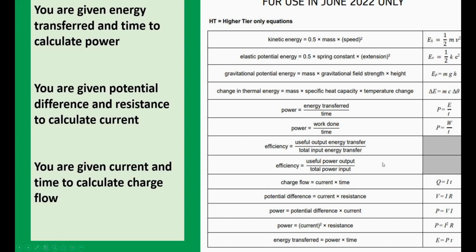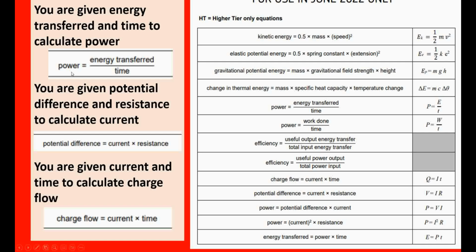Okay, hopefully you got those 3 equations now. The answers are: power is energy transfer divided by time, potential difference is current times by resistance, and charge flow is current times by time. Okay, now there's lots of equations that have power. Okay, we've got power equals potential difference times current, but I know this is the correct equation because power equals energy divided by time is the only one that has energy transfer to time and power in it. Okay, so make sure you choose the right equation.